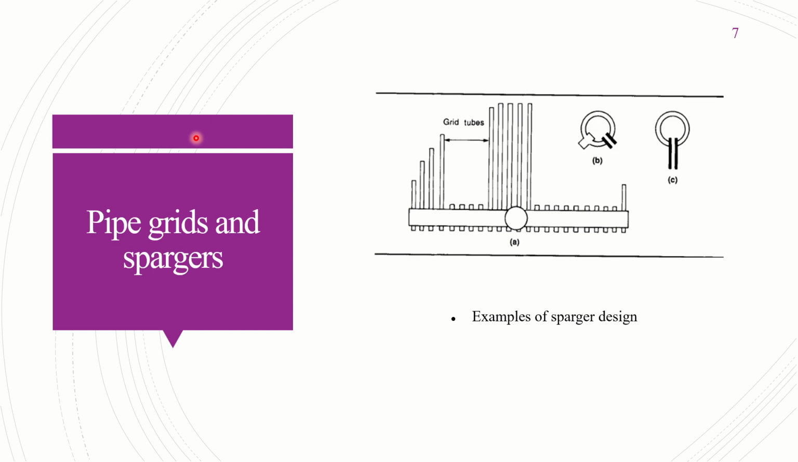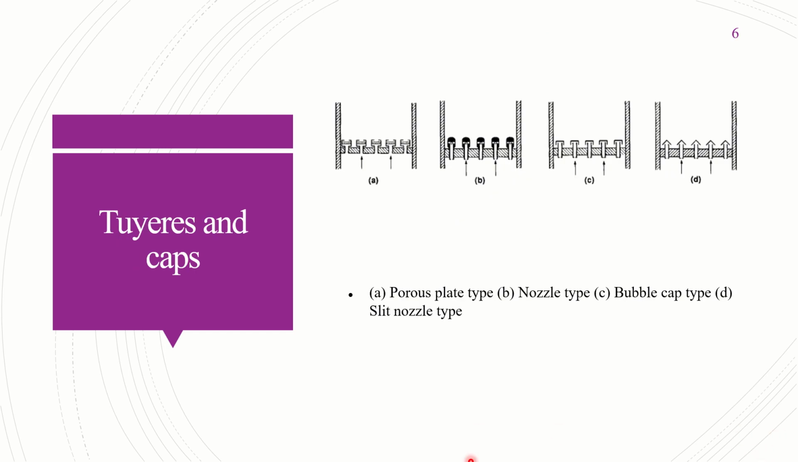And the last one is pipe grids and spargers. In pipe grids and spargers, the design would be looking like this. One more point over here is that it prevents the solids from falling back, as in the tuyeres and caps.